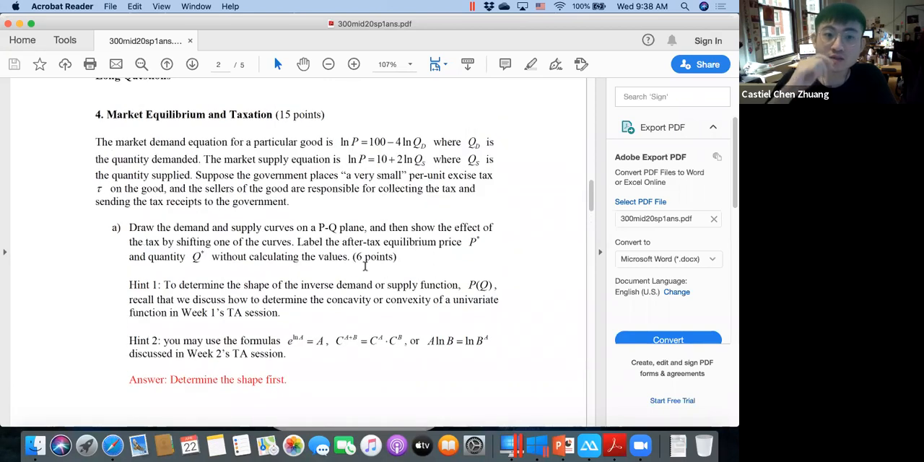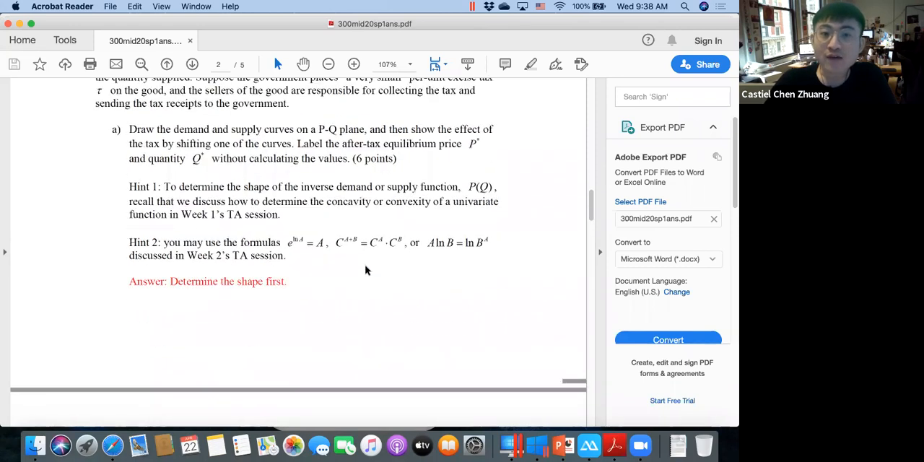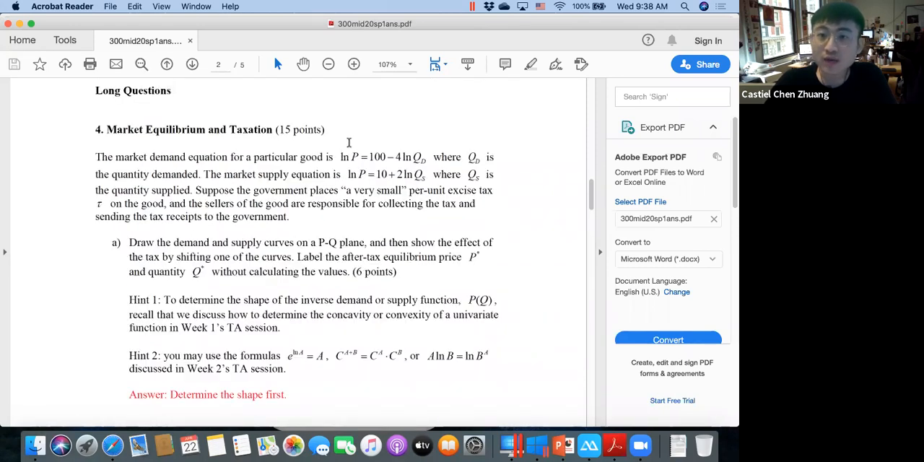So the first question is to draw the demand and supply curves and show the effect of the tax by shifting one of the curves. And because the tax is collected from the sellers, you just shift the supply curve. But you have to notice that here we replace P by the natural log of P, and we replace Q by the natural log of Q. We talk about this type of demand and supply curves in the TA sessions. So you have to realize that they are the demand and supply curves with constant elasticities.